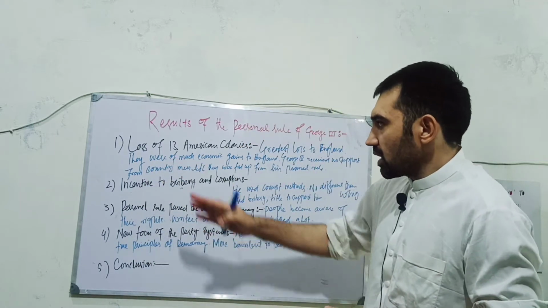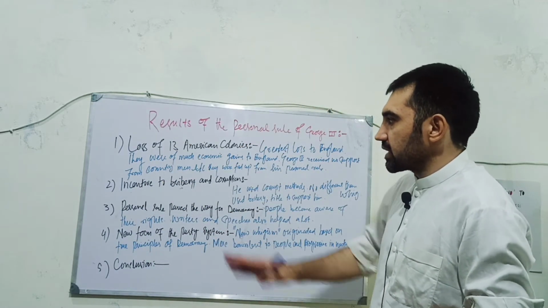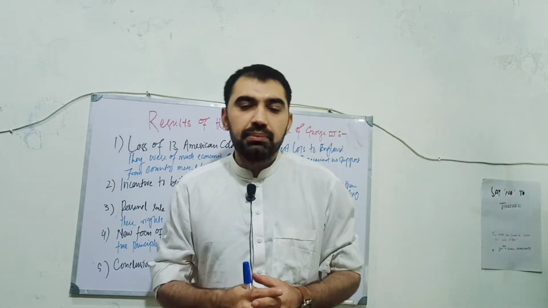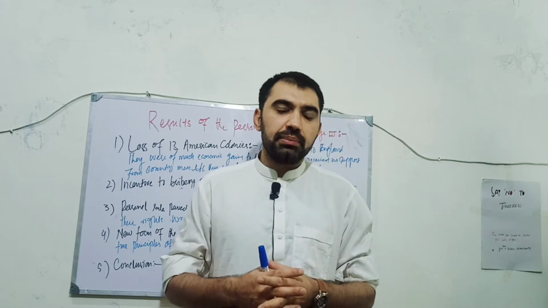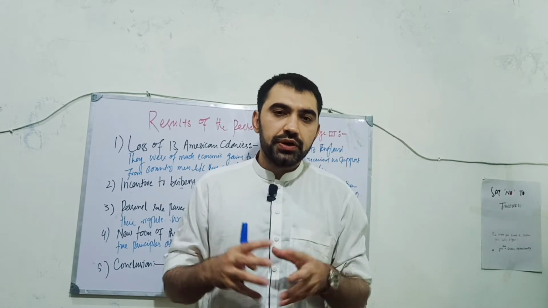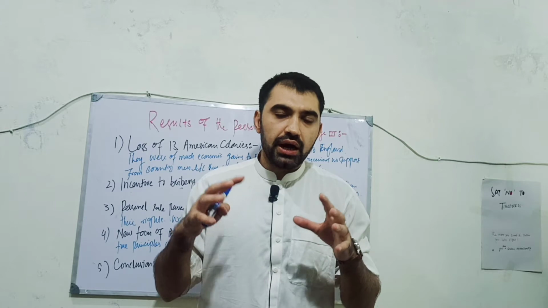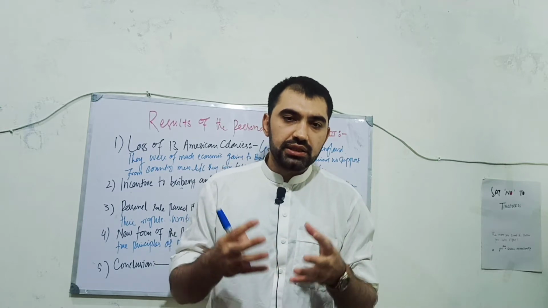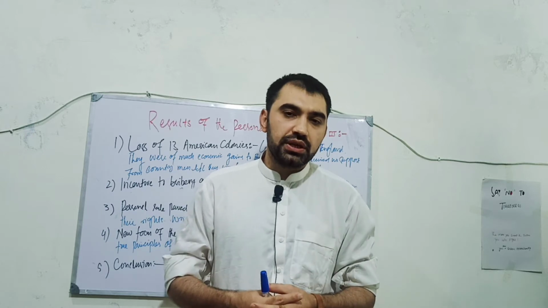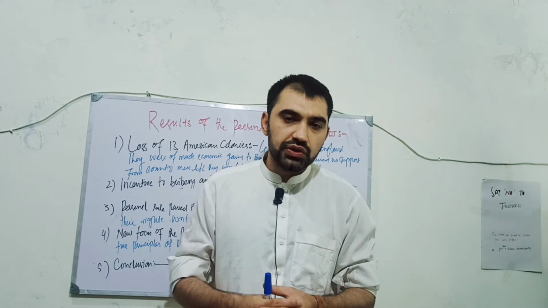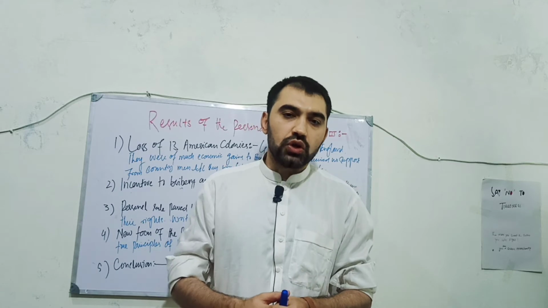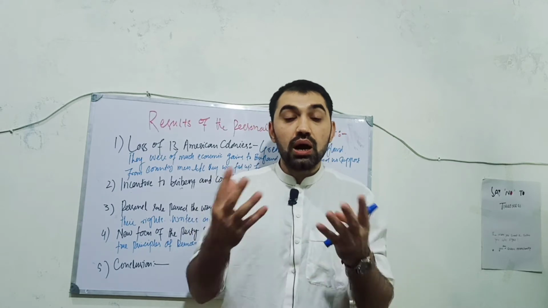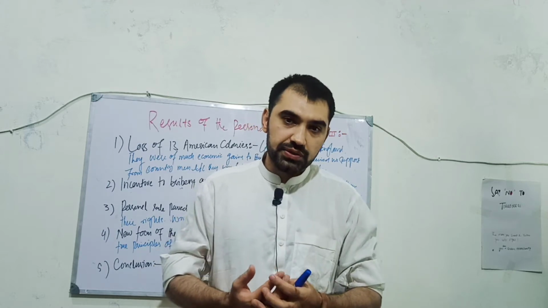Coming to the first result, the loss of 13 American colonies. Those 13 American colonies were under the rule of Great Britain. Those were the colonies of Great Britain. In the coming part, we will talk in detail about all those 13 colonies. So how were those colonies lost?